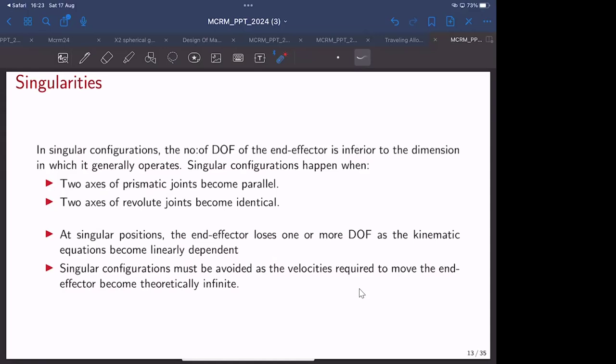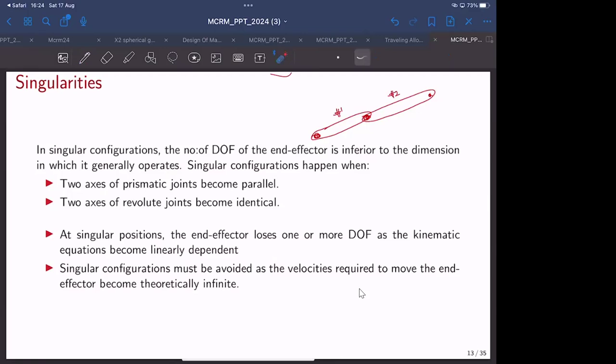So the basic definition is, in singular configurations, the number of degrees of freedom of the end effector is inferior to the dimension in which it generally operates, right? Like, for example, I'll demonstrate a singular configuration of a 2R robot. If a 2R robot is fully extended like this, both of these links, link 1 and link 2, are collinear. What is the peculiarity of this configuration?